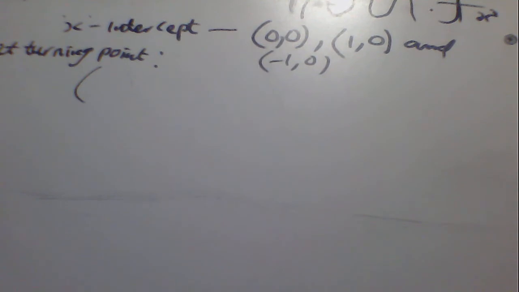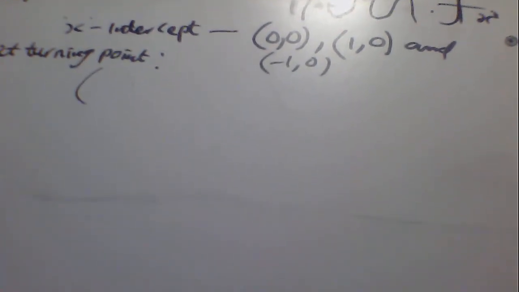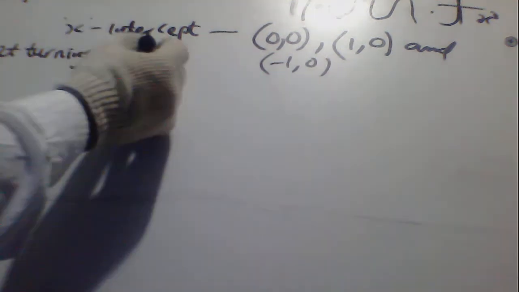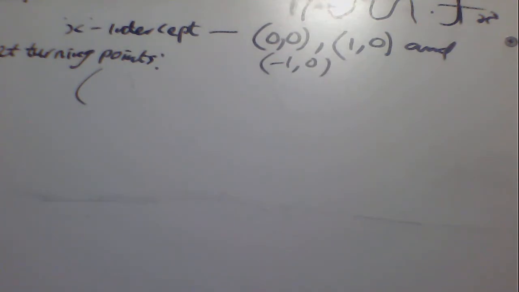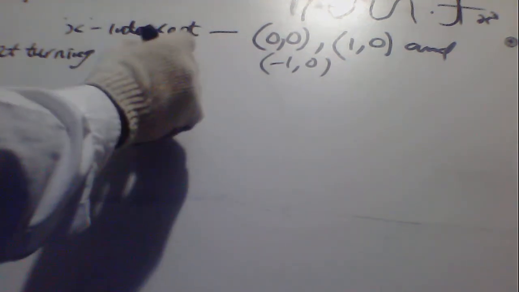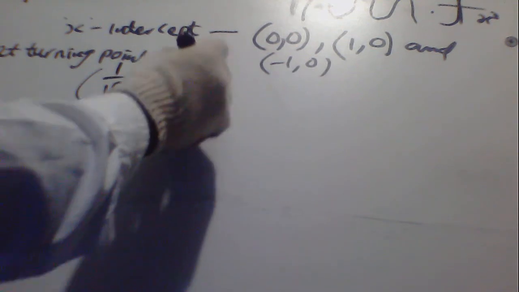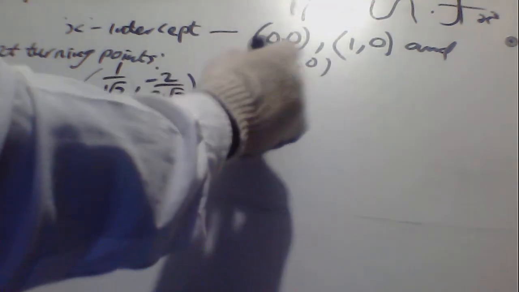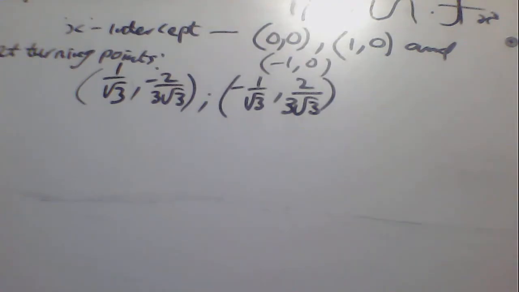So I hope you are seeing it. We now have two turning points for a cubic function. The first is 1 over root 3, minus 2 over 3 root 3, and the second is minus 1 over root 3, 2 over 3 root 3. So these points will guide us in plotting the graph.